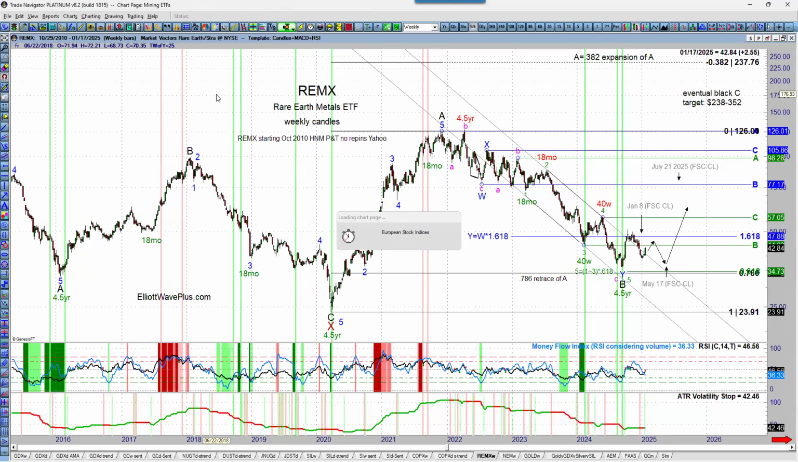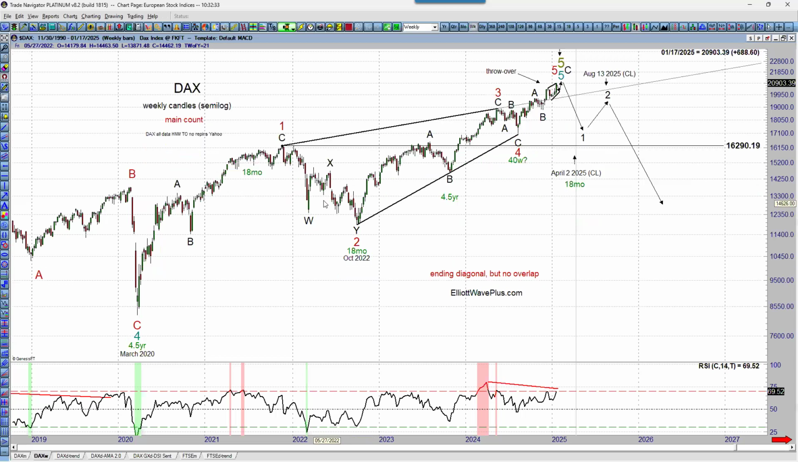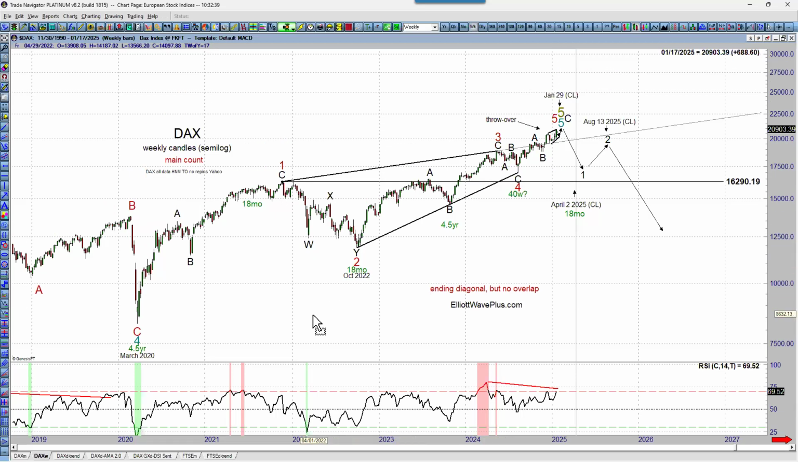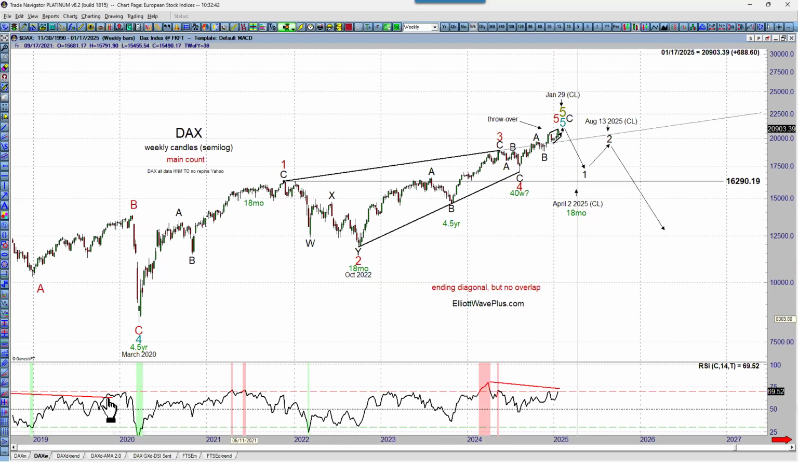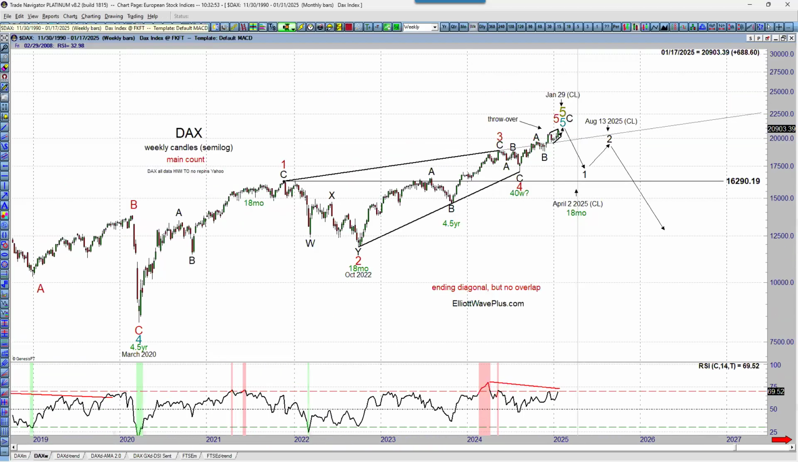It's amazing, when the lighter inflation numbers came out last week, the European indices responded, I would say, more aggressively to the upside than the U.S. indices. It was bizarre. I still think we're in a throw over on this ending diagonal on the DAX. But now that we have this 1, 2, 3, I think we got a 4, 5.